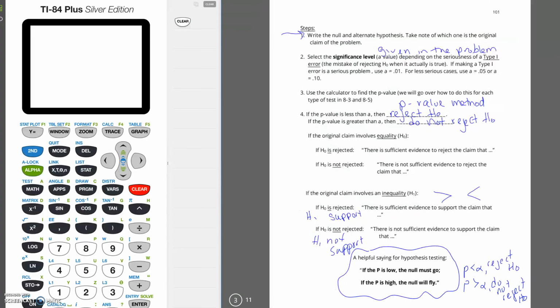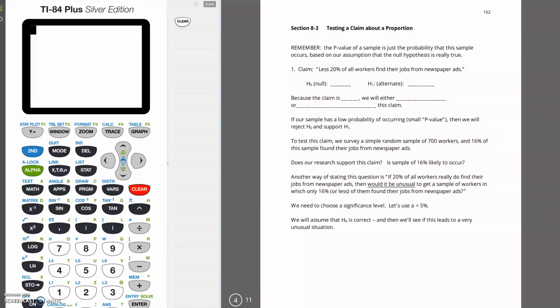Okay, so now we'll actually get into doing an example. First we're going to start off by testing a claim about a proportion. So this will be a percentage problem. One thing to remember, the p-value of a sample is the probability that this sample occurs based on the assumption that the null hypothesis is really true. So we're testing what's the probability that we get these results if the null hypothesis were true.